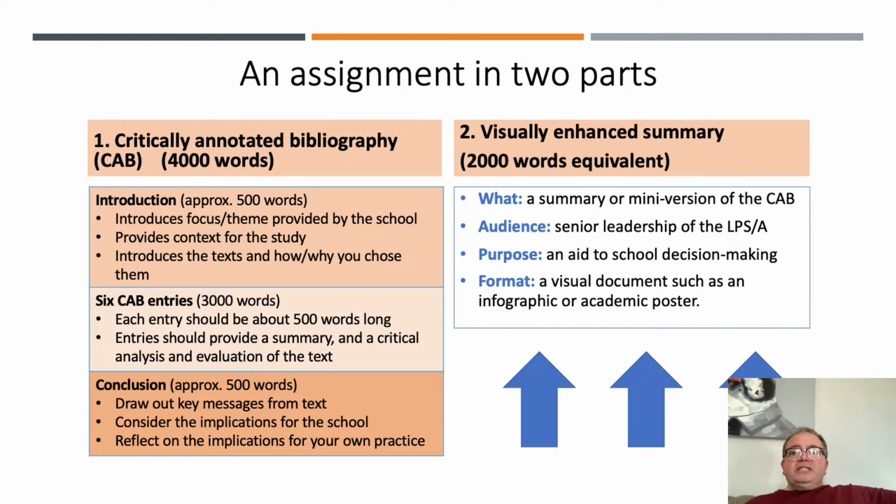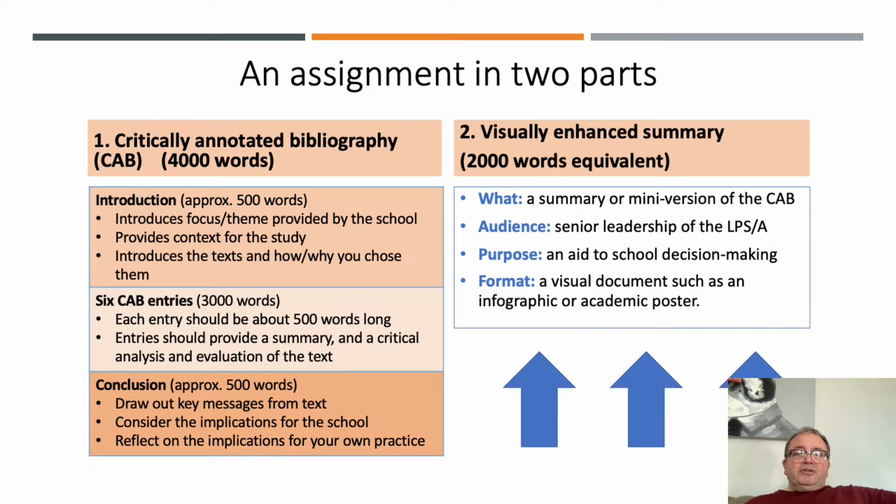You can see that this is a 2,000 word equivalent task. This doesn't mean that we expect you to write 2,000 words, but for this part to take you around the same time as it would to produce a 2,000 word summary. This is in essence a summary or a mini version of the critically annotated bibliography.